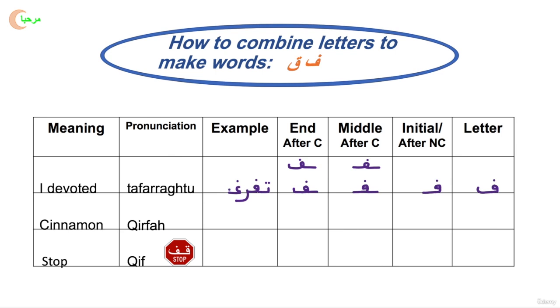After the ghain, we have the ta. So the letter ta here. And since it's at the end, we close in the door. And don't forget the two dots. So the word here is tafarragtu. Tafarragtu. And tafarragtu means I devoted.